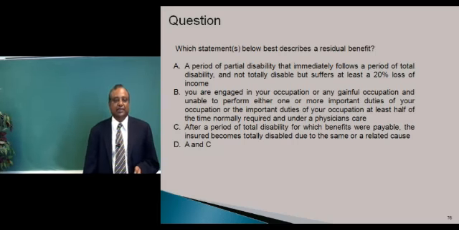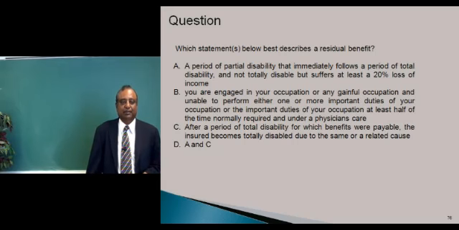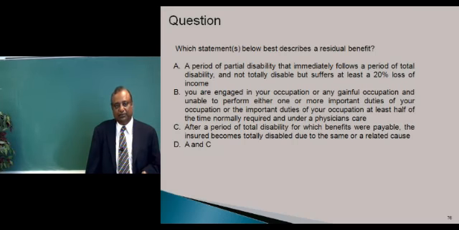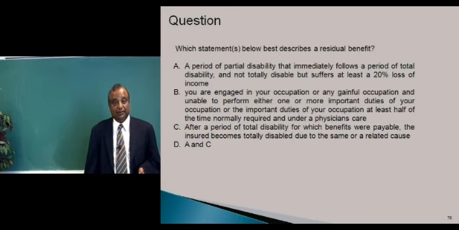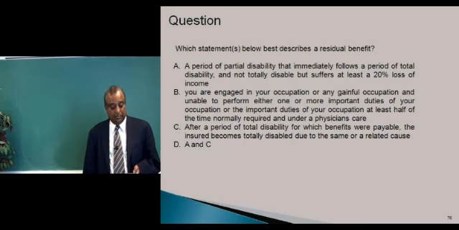Obviously, the answer is A. Residual disability is a long-term partial disability that follows a period of total disability, and the insured has to suffer a loss of at least 20% of his income. B is trying to talk about partial disability, and C is trying to talk about recurrent disabilities. So the answer is A.